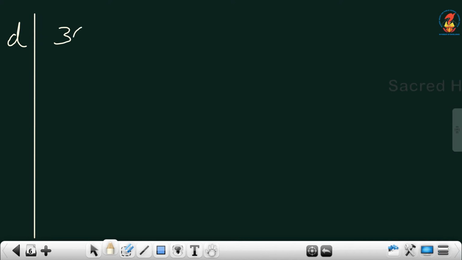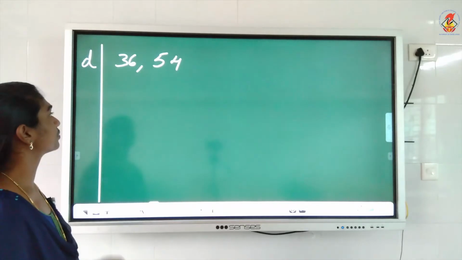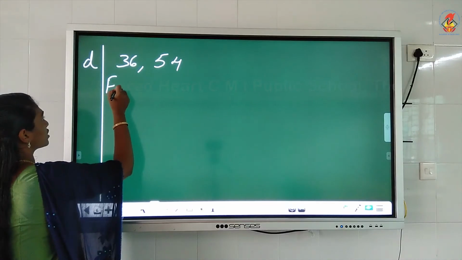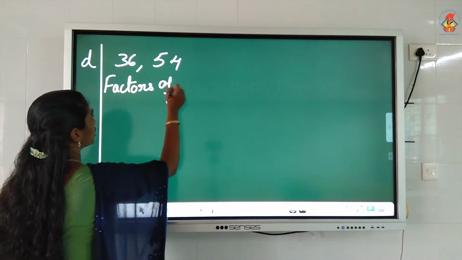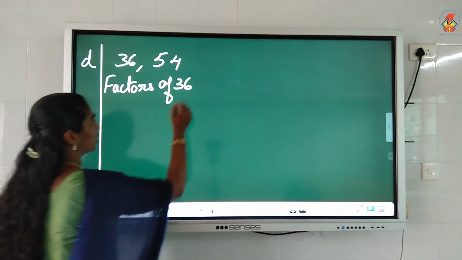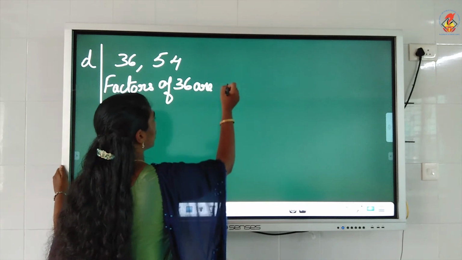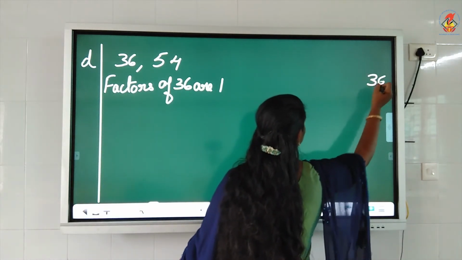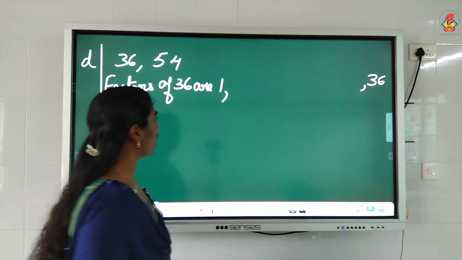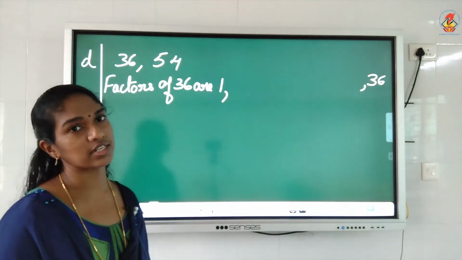Question D, 36 and 54. Okay, it's a little bigger number. So now you'll write what are the factors of 36. Factors of 36 are, starting from 1, 1 into 36 is 36.